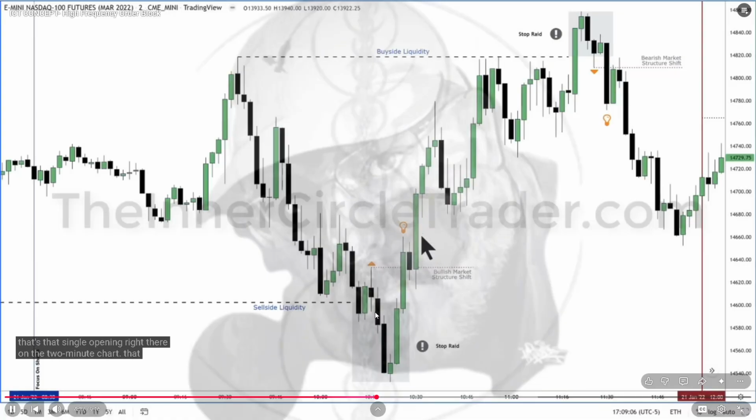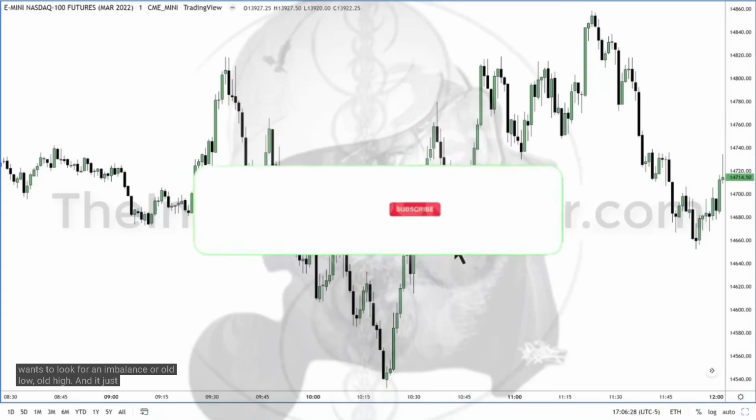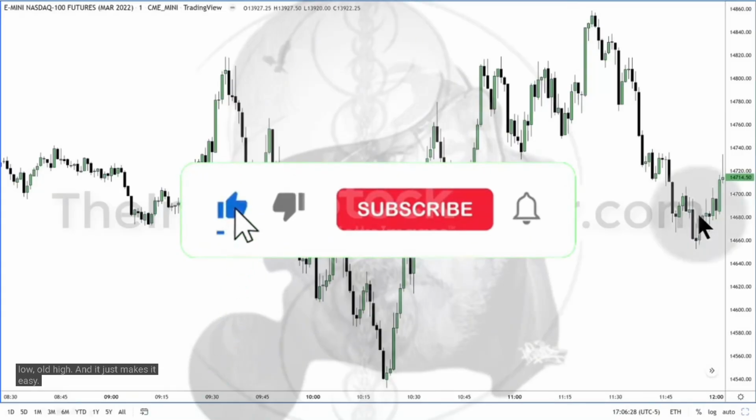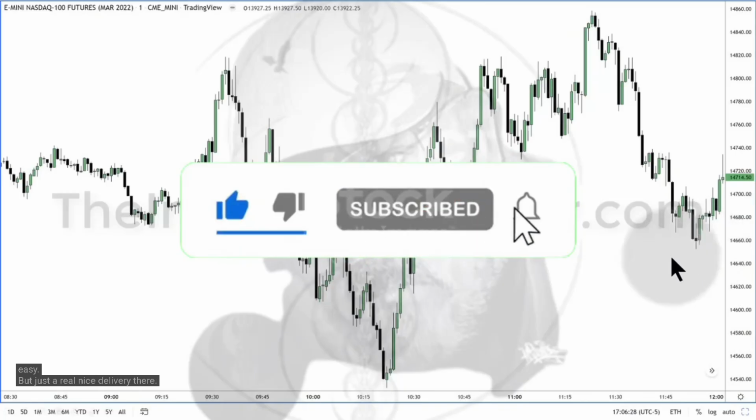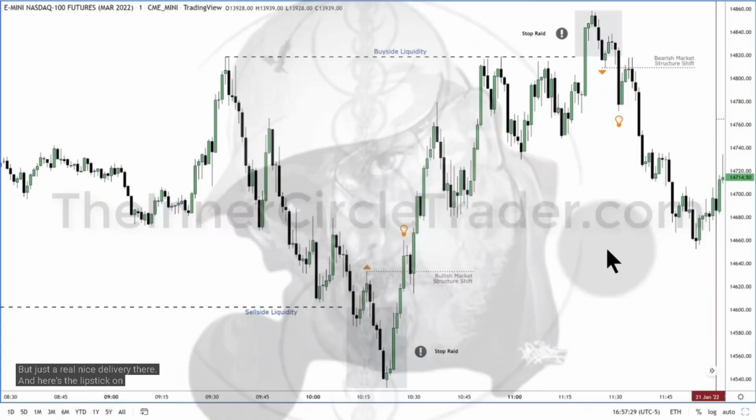On a 2-minute chart, and then on a 1-minute chart, it's 2 candles that make that up. But what you're going to have to do is go through a progression of going from the 3-minute, 2-minute, and 1-minute chart, and you'll get your market structure and your areas of where it wants to look for an imbalance or old low, old high, and it just makes it easy. But just a real nice delivery there. And here's the lipstick on it on the 1-minute chart.